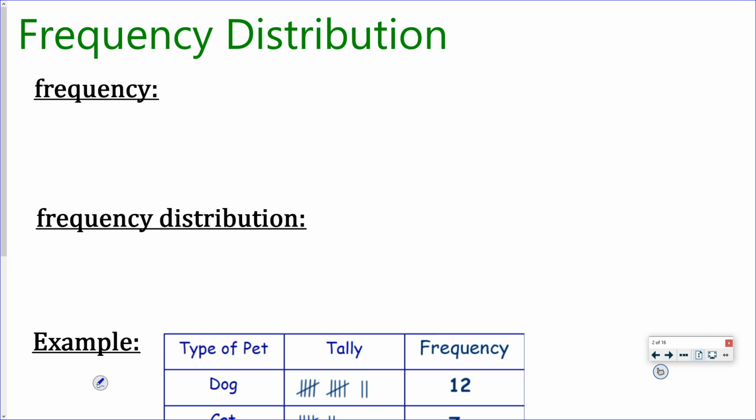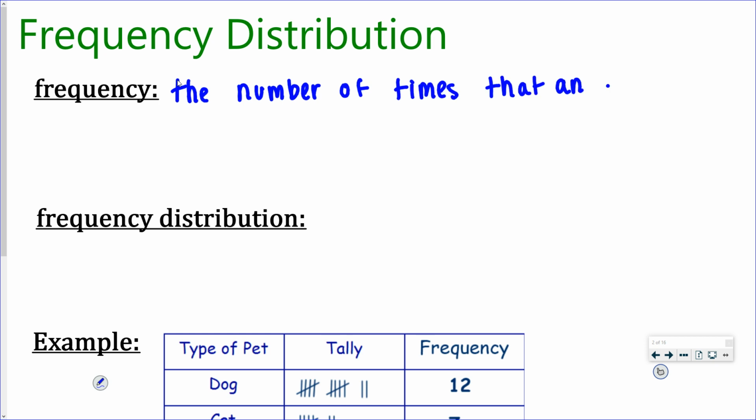Frequency is exactly how you would think of this word in a normal context. It's just how often or the number of times something occurs. Statistically, I like to say the number of times that an event occurs. You hear this in real life all the time when somebody asks, how frequently are you experiencing this? How often does that happen?